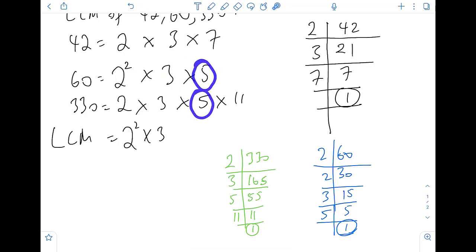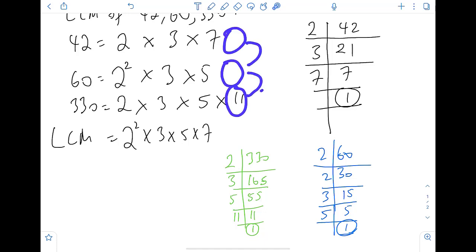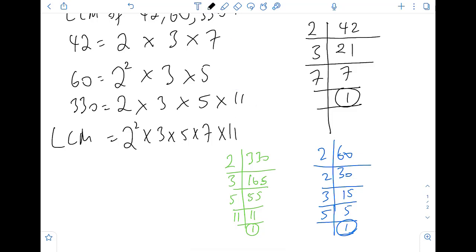5, 5, there is no 5 here. The highest possible power of 5 is just 5. 7, no 7, no 7. The highest possible is 7. 11, no 11, no 11. So out of the 3, the highest possible power of 11 is just 11 to the power of 1. So times 11. And then press the calculator: 2 squared times 3 times 5 times 7 times 11. Wow.